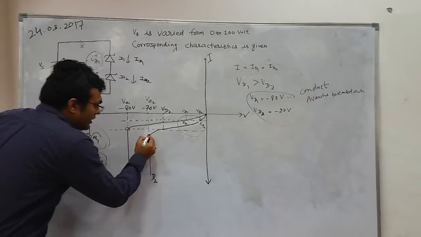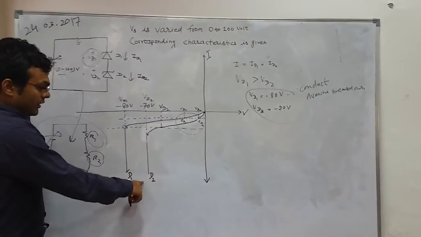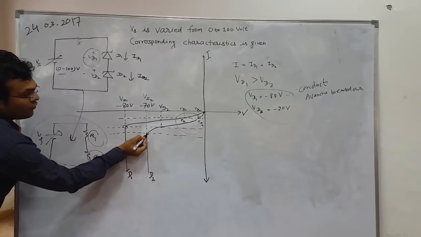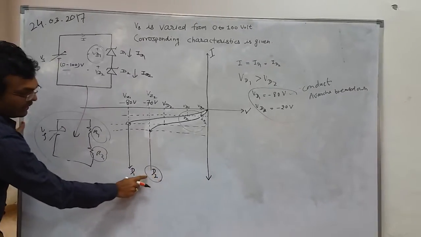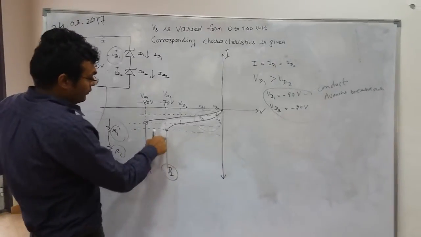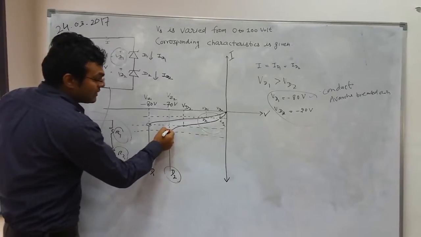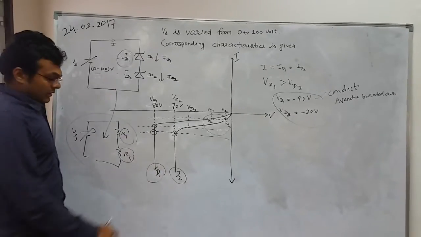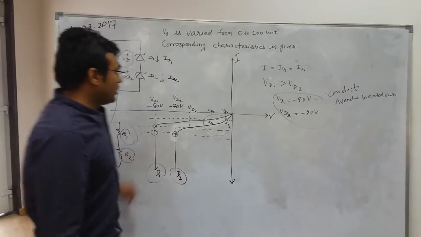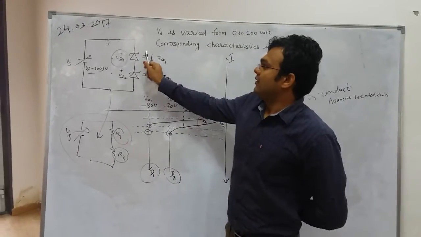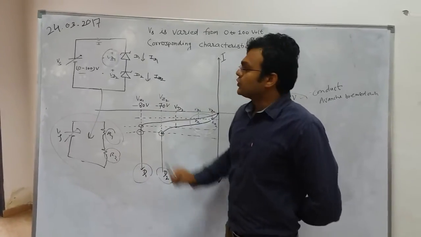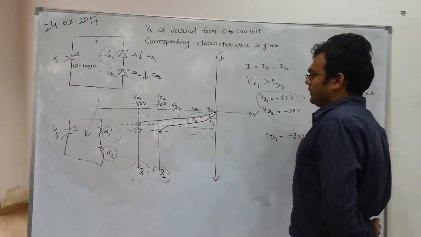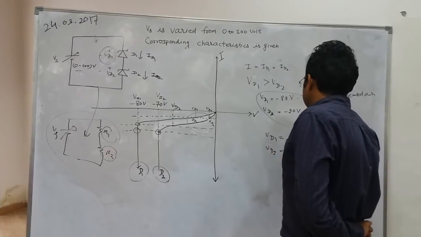Now let us move to a different region where this Zener diode D2 will be in its breakdown region. Under that condition, the voltage required when D2 is in reverse bias, in its breakdown region, will be minus 70 volt. At the same time we need minus 80 volt for the breakdown of diode D1. So overall, if we want both D1 and D2 to break down, we need minus 150 volt. For VD1 we need minus 80 volt, and for VD2 we need minus 70 volt.